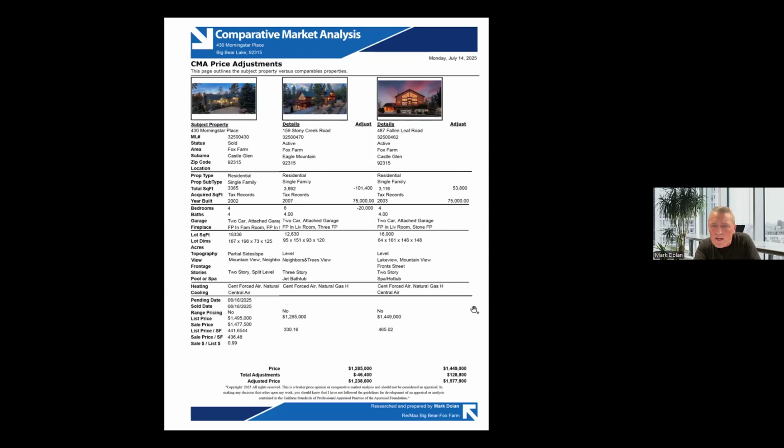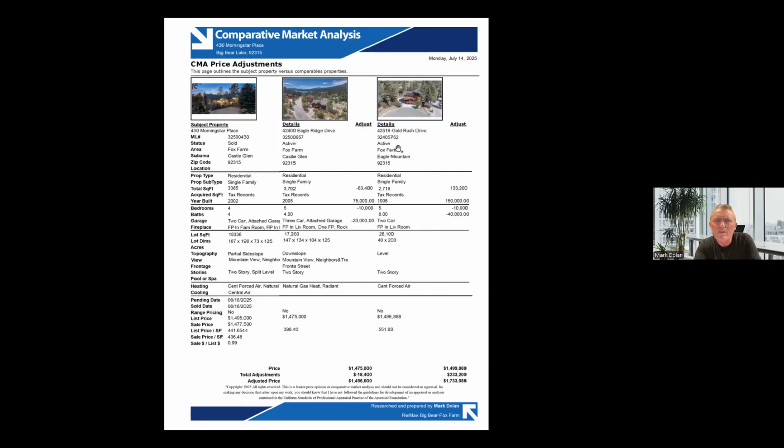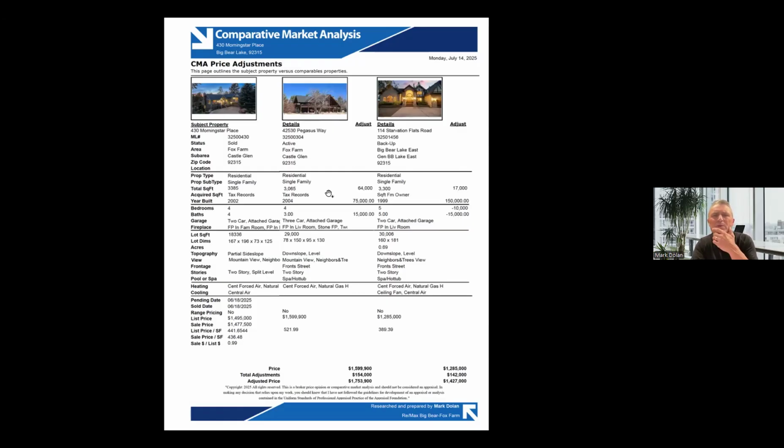So let's find one that I can give some negative adjustments to. I don't think there's anything that is priced higher than this. This one was here on Pegasus, so we'll use this one for example. I've used the example of a home that's not as good as the subject.